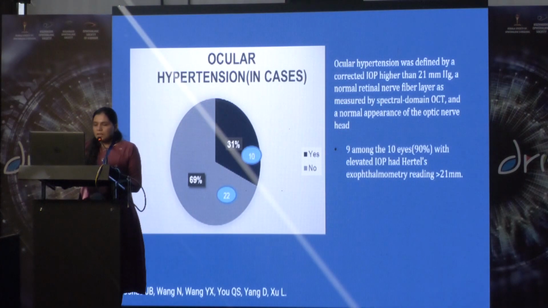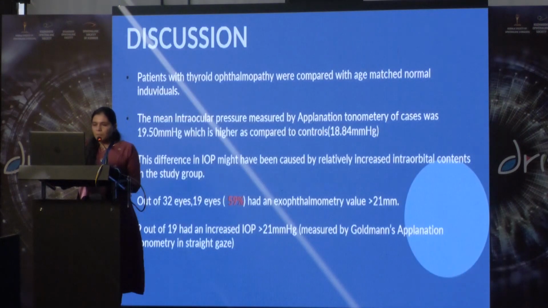Ocular hypertension: there were 10 eyes, that is 31% of them, who had intraocular pressure of more than 21 mm Hg with no associated retinal nerve fiber layer changes or optic nerve head changes. Patients with thyroid ophthalmopathy were compared with age-matched normal individuals, and the mean intraocular pressure measured by applanation tonometry of cases was higher as compared to that of controls, and this difference in the IOP could have been caused by relatively increased intraorbital contents in the study group.